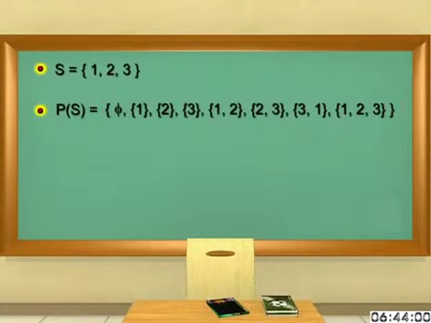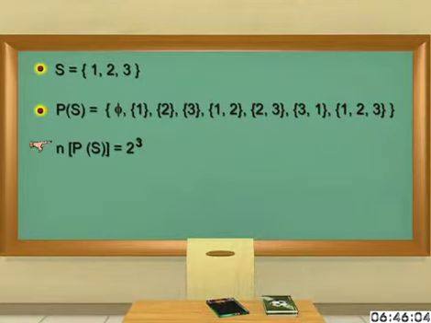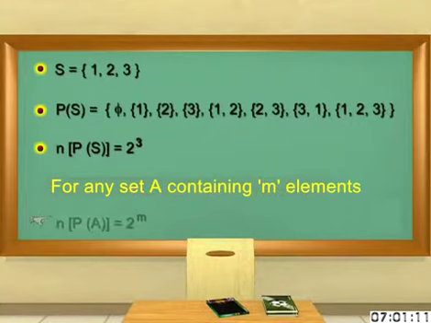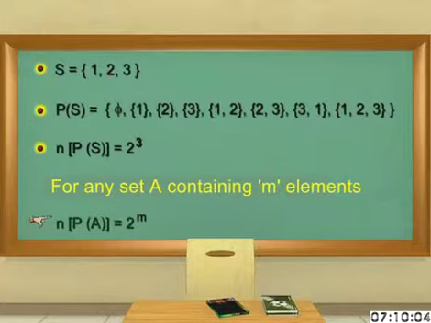For the set S, you have 8 subsets, that is, 8 elements in the power set. Any guesses about how it becomes 8? Simple. 8 is obtained by 2 raised to the power 3. So for any set A containing m elements, its power set contains 2 to the power m elements. That is, the order of a power set is 2 raised to the power m, where m stands for the number of elements in the given set.